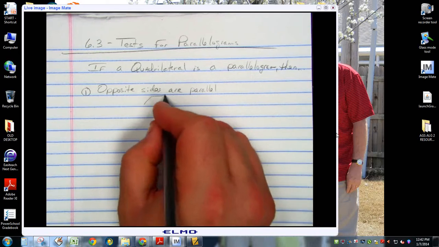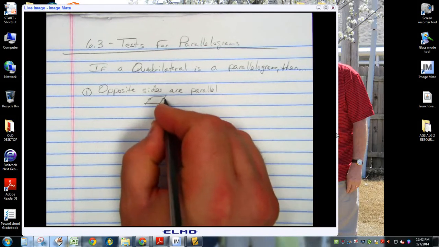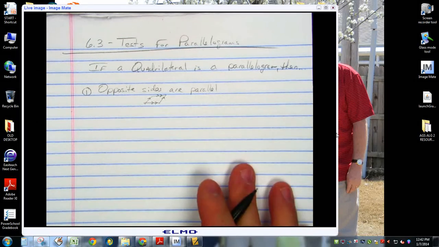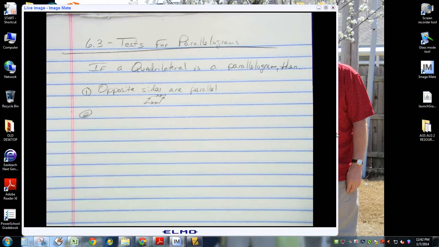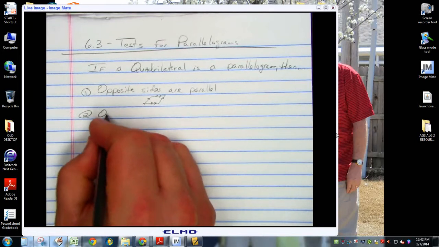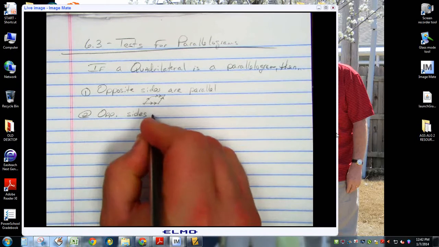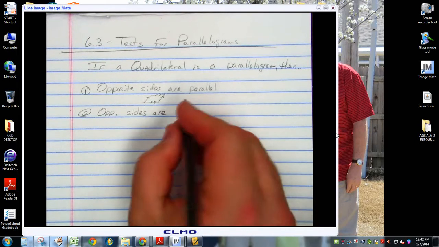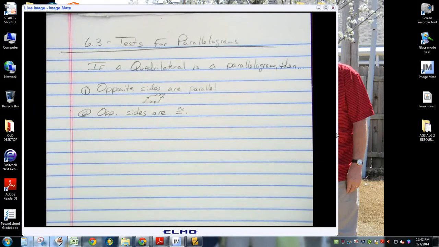If we were to draw a picture of that, you'd have one arrow there, two right there. Does everyone agree? What else is true? Opposite sides are also what? Congruent. That makes it a parallelogram.